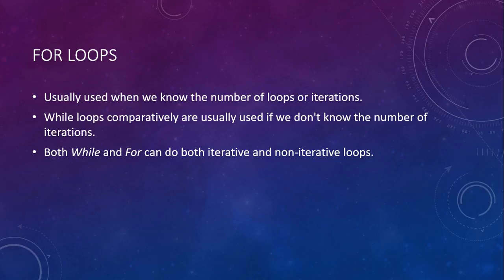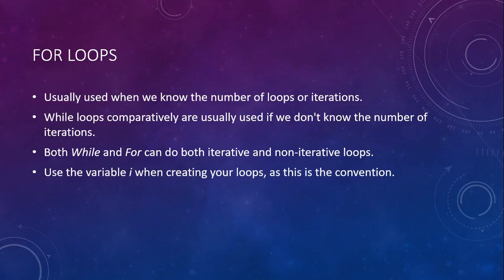Same thing like with a while loop. If you know you want to do 5 iterations, like we saw in the one lab, we wanted to start at 0. We wanted to go for 5 iterations. We made it less than 5. Boom, that's 5 iterations. So you can use both loops interchangeably. And because of that, both while and for can do what's known as an iterative loop and a non-iterative loop. Iterative means that you're incrementing something every time.